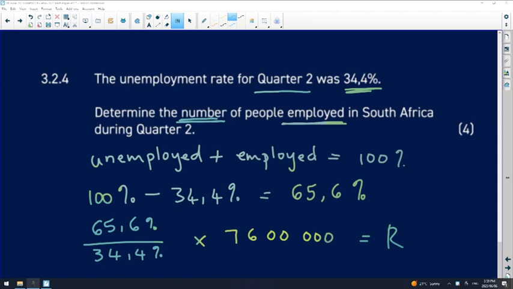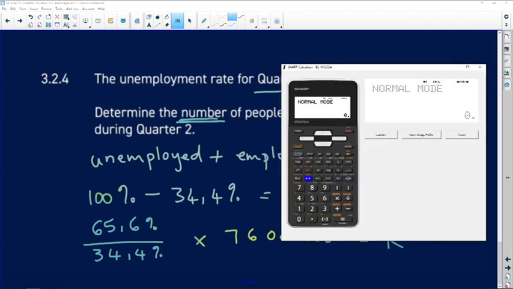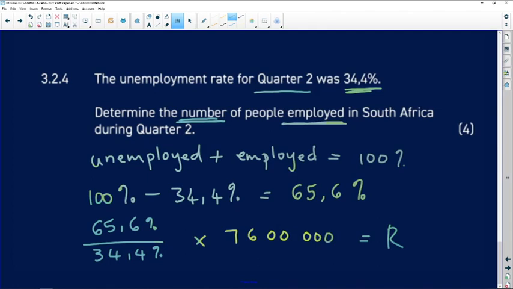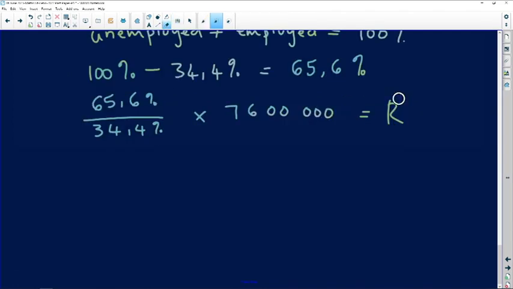So, I'm going to use my fraction 65.6 all over 34.4, and I'm going to multiply it by the number of unemployed people, 600,000, which is 14,493,023.26. Remember what I told you about commas. I'm going to write my answer exactly as it is. Remember, I'm going to just write it below it because it's such a huge number.